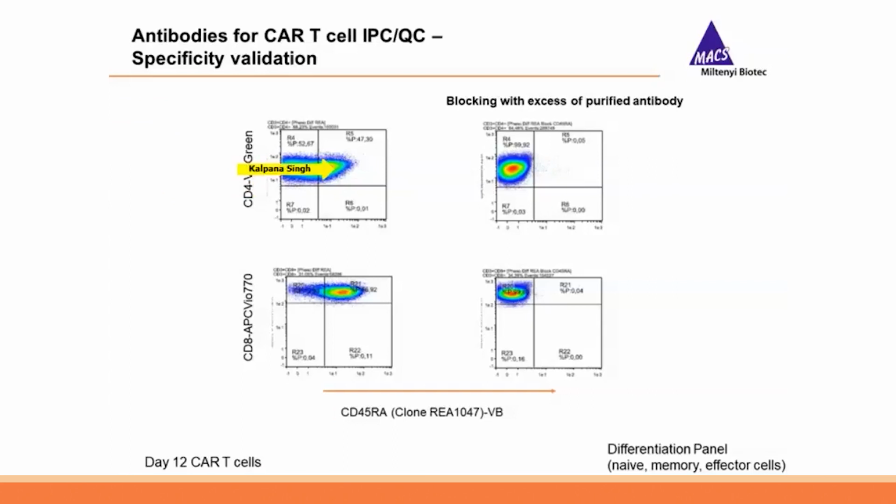To do the specificity testing, cells are first blocked with an excess of the purified antibody. And in the absence of a positive signal, one can come to the conclusion that the binding signal is solely coming from binding of the antibody to its epitope and not because of unspecific binding of the fluorochrome.